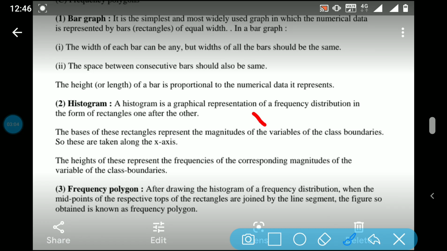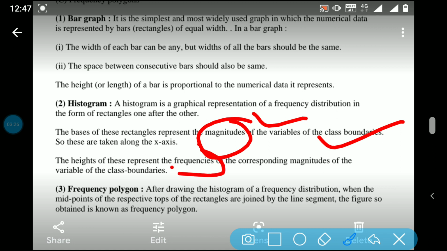You can see the points. A histogram is a graphical representation of a frequency distribution in the form of rectangles, one after the other. The bases of these rectangles represent the magnitude of the variable, the class boundaries, so they are taken along the x-axis. And the heights of these represent the frequencies, corresponding to the magnitude of the variable of the class boundaries, which we can take along the y-axis. So these are the points for the histogram.